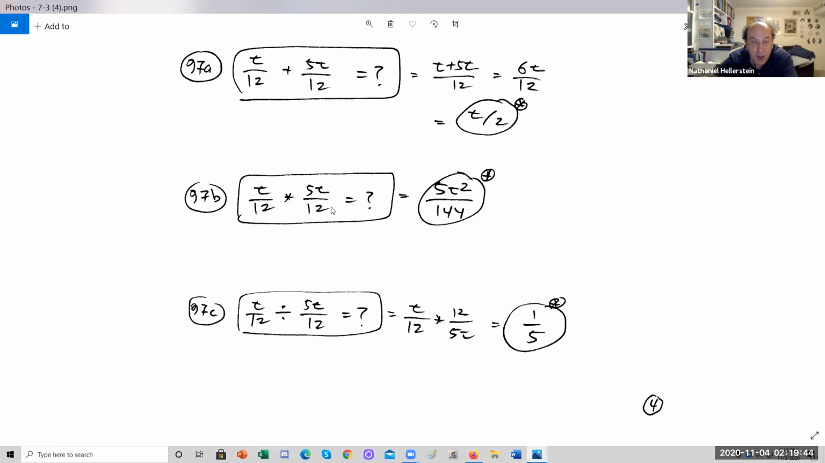t over 12 times 5t over 12, you multiply across. t times 5t is 5t squared. 12 times 12 is 144. 5t squared over 144. t over 12 divided by 5t over 12, well, it's the same thing as multiplying by this flipped upside down, 12 over 5t. The 12s cancel, the t's cancel. We're left with 1 over 5.